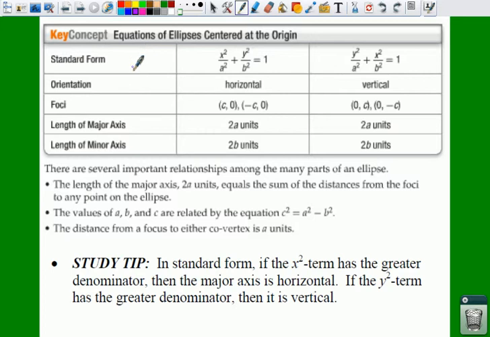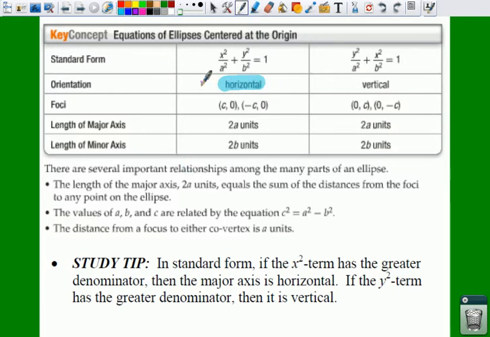we have standard form, and this is when you have an ellipse that's centered at your origin. So we have x squared over a squared plus y squared over b squared equals 1. And then we also have y squared over a squared plus x squared over b squared equals 1. Whenever your x squared is over your a squared, that is when you have a horizontal orientation. So that's when your graph is going to be looking sideways.